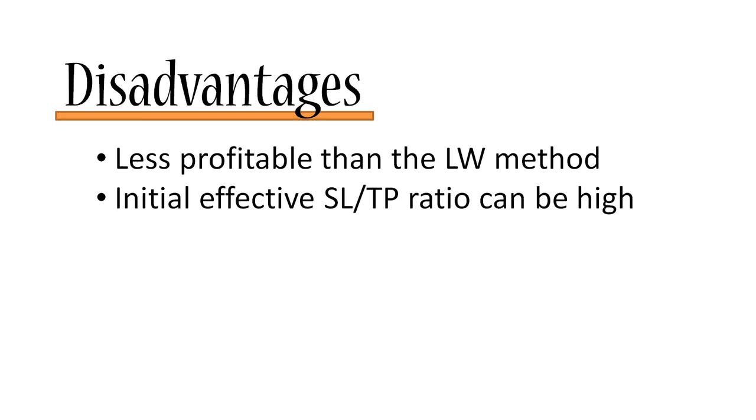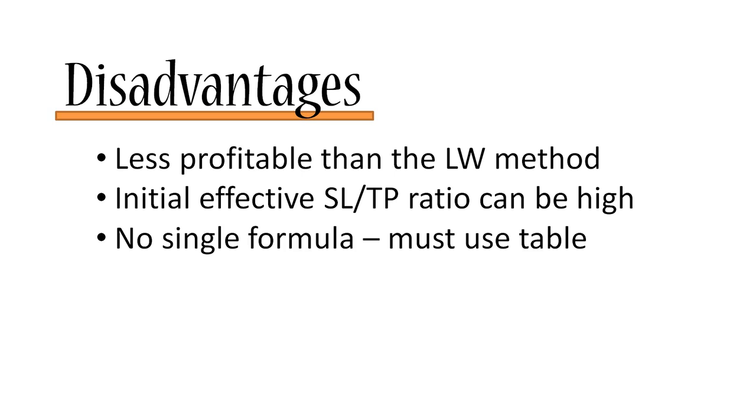Next disadvantage is that the initial effective stop loss to take profit ratio can be high. So that's when you're starting out with the fixed ratio method. In every first trade of every step, the effective stop loss to take profit ratio is higher than throughout that same step. That's also something we talked about. As long as you are aware of it, you can kind of account for it, and it only happens at the start, and then as you move along with the fixed ratio method, this effect minimizes itself and you don't have to worry about it that much anymore.